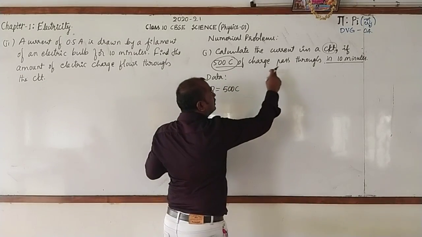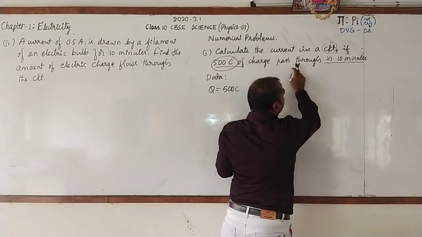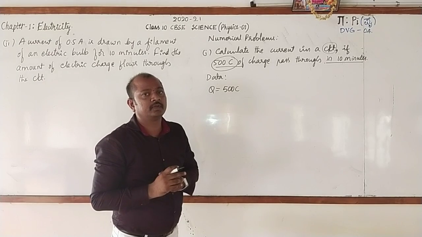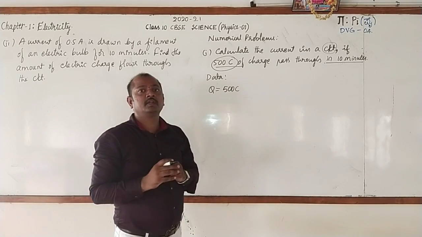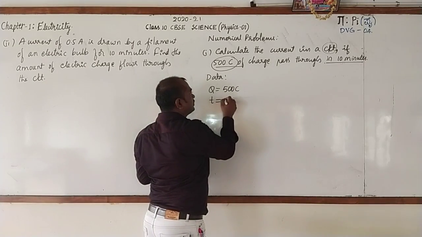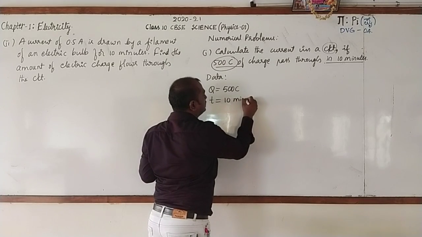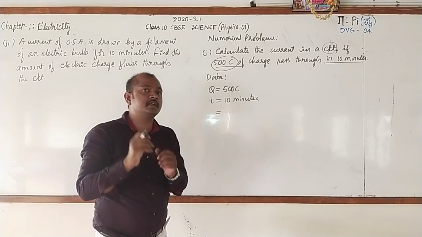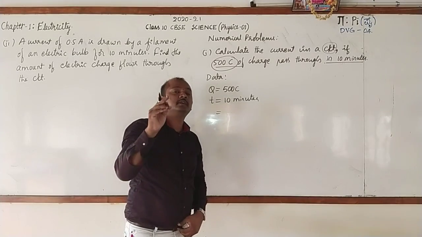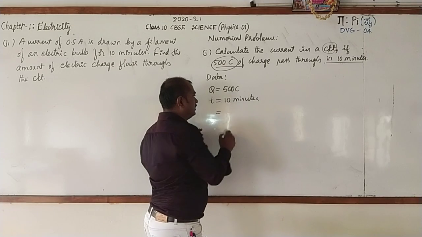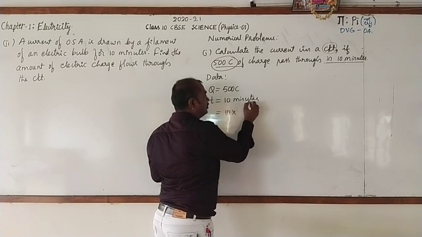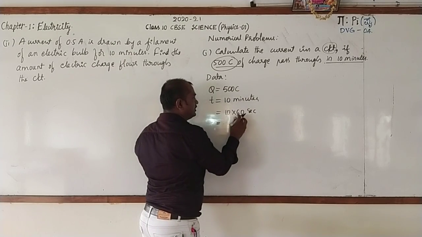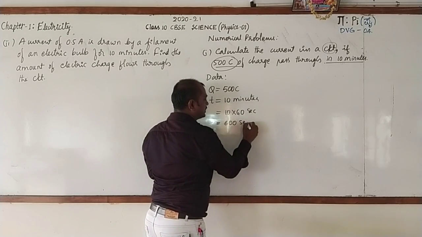Then, charge passes through that body in 10 minutes. Minute is the unit of time. And 10 minutes means we can write T is equal to 10 minutes, the total time. But minute is not the SI unit. What is the SI unit of time? It is second. Convert this into seconds. 10 into 1 minute is 60 seconds. Hence we can write 60 into 10, 600 seconds.